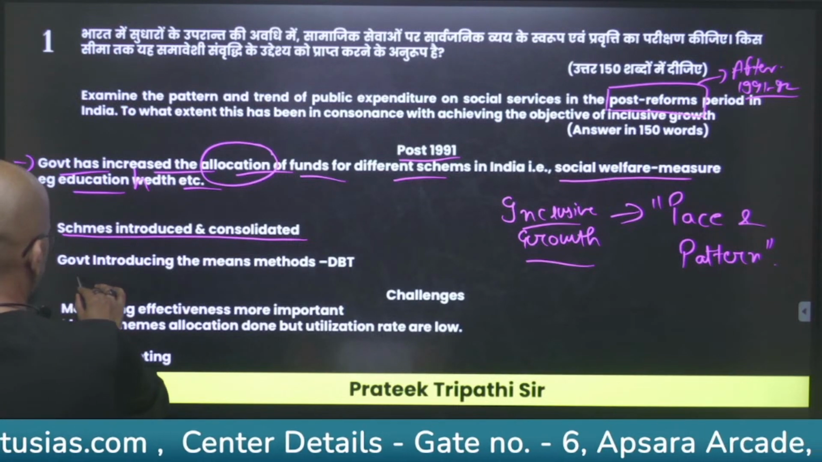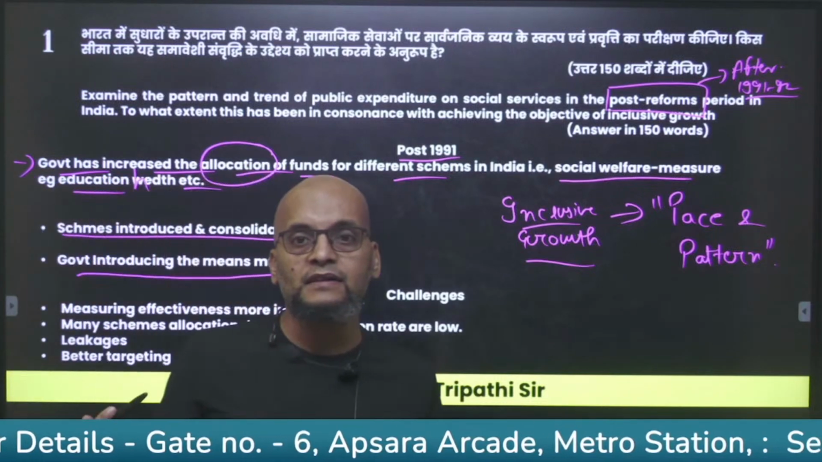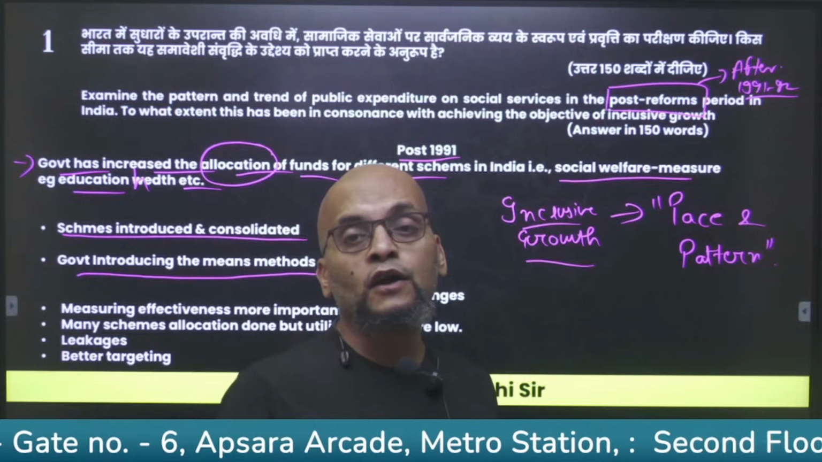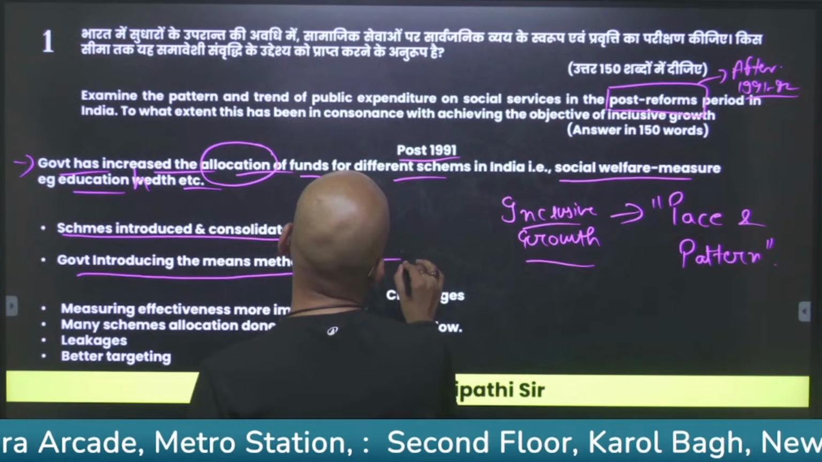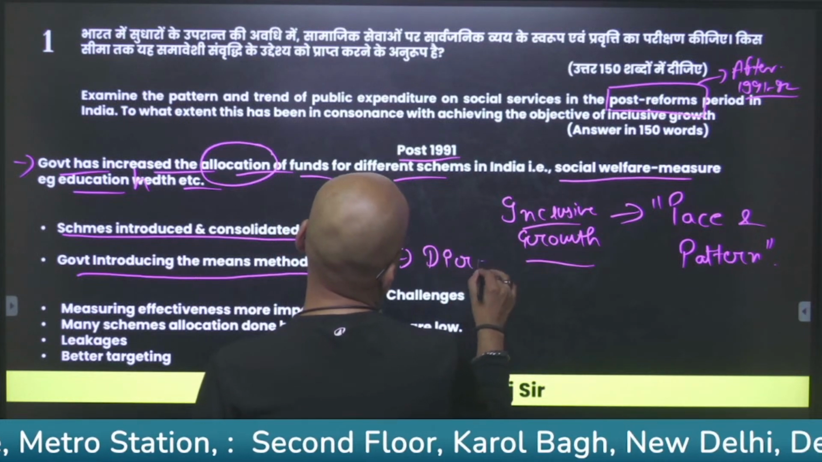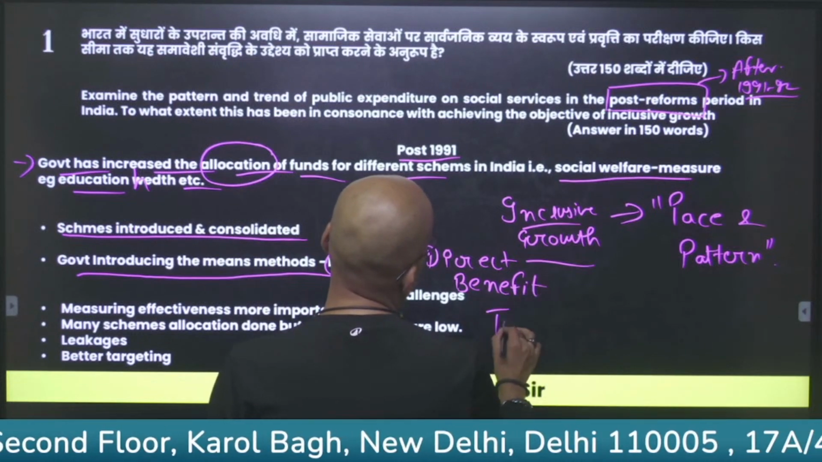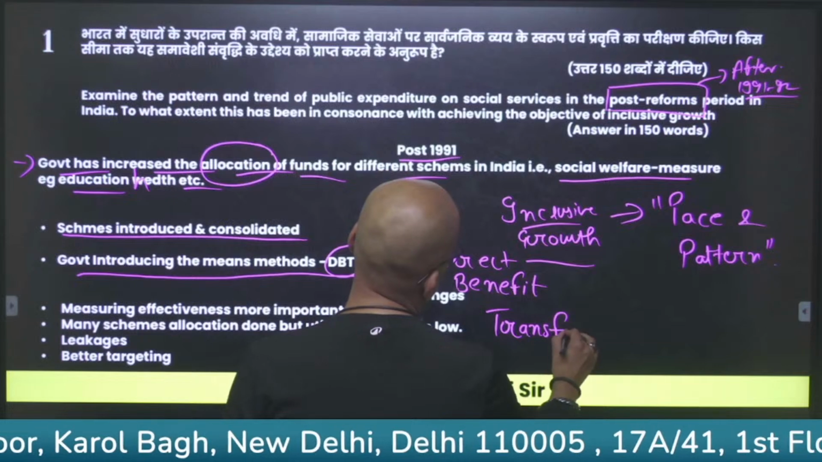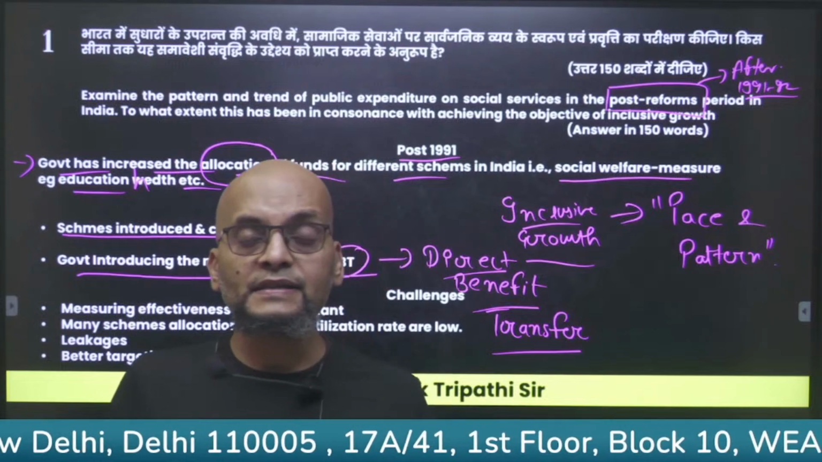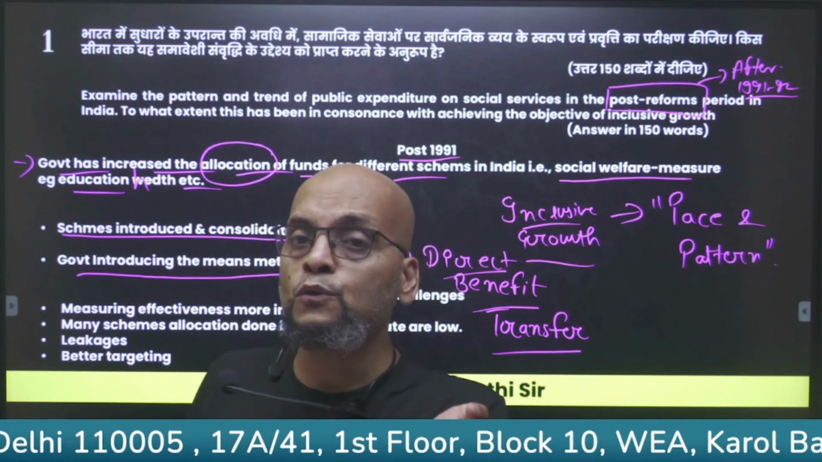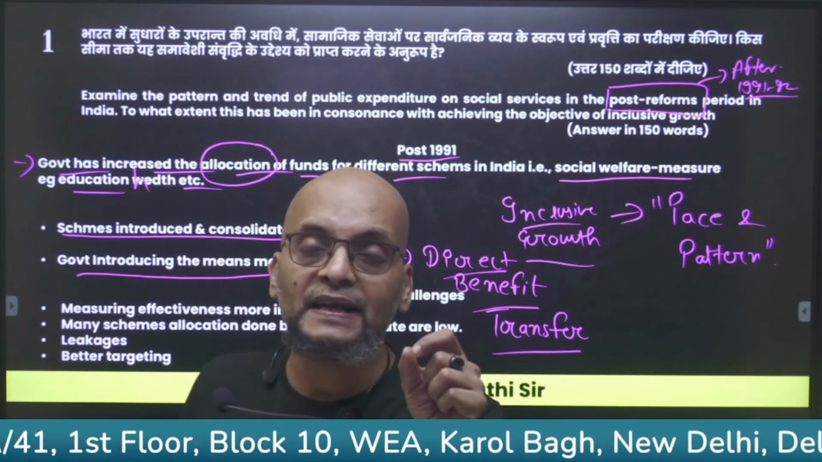Next is, government has introduced means and methods of transferring or allocation of funds, and one of those methods is DBT. DBT means direct benefit transfer. Okay, so government is now using another modus operandi for allocation of funds, and that is DBT. DBT is direct benefit transfer.